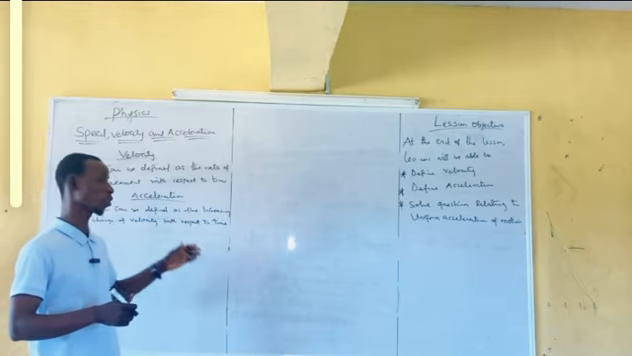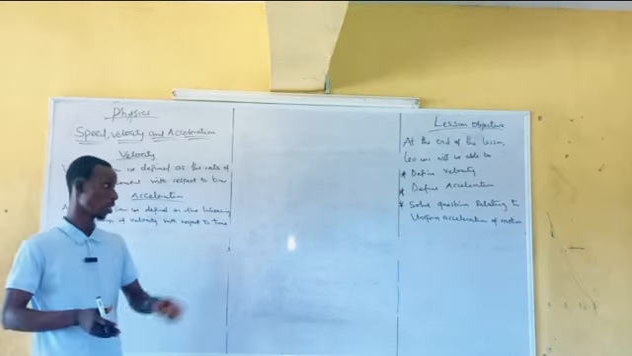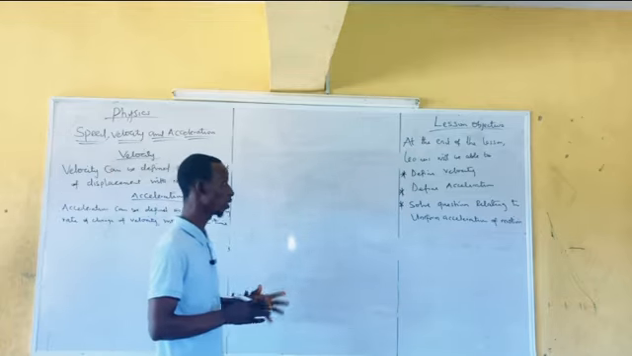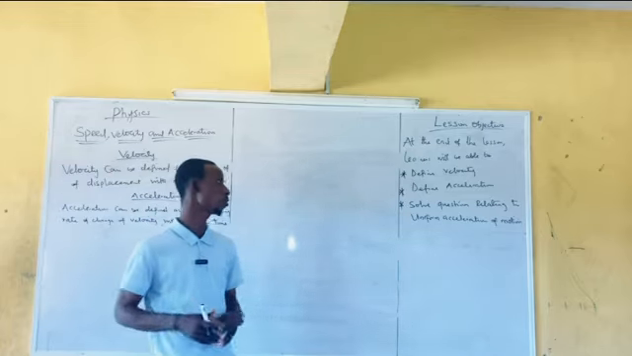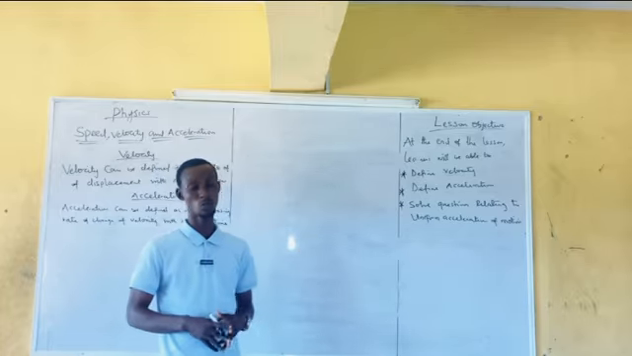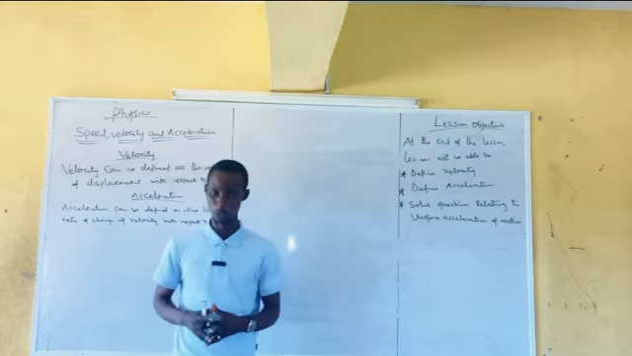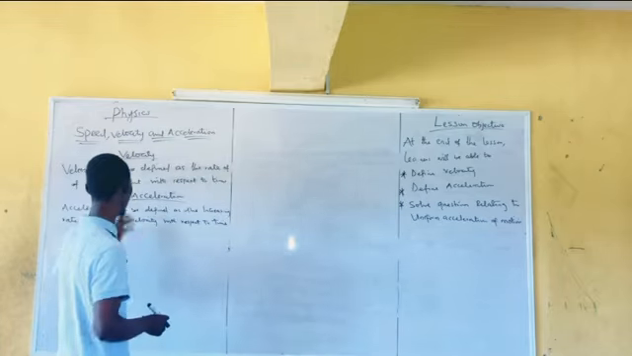Today, we'll be looking at the continuation of speed, velocity, and acceleration. Before I proceed, our lesson objective. At the end of the lesson, learners will be able to define velocity, define acceleration, and solve questions relating to uniform acceleration of motion.